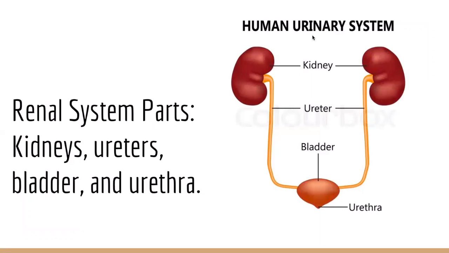So what are the parts of the renal system? The renal system consists of the kidneys, the ureters, the bladder, and the urethra. The whole point of the kidney system is to regulate waste and filter your blood. It's going to follow this pathway: it's going to go through your kidney, down your ureters, into your bladder, and then it will exit your body through your urethra.